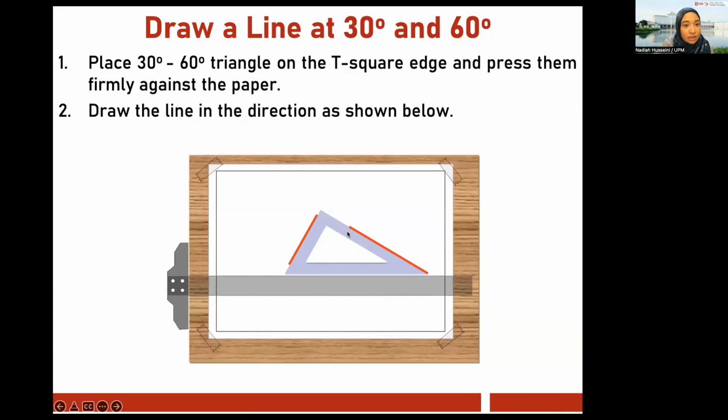Nanti in your test akan ada benda ni. Just putting it out there. It's boring content, I know, but kena tahu teori juga. Okay, so again, if this part is 60, I would have 120 over here. And if this part is 30, I would have 150 on this side. Okay. So important if nak lukis different angles later on.